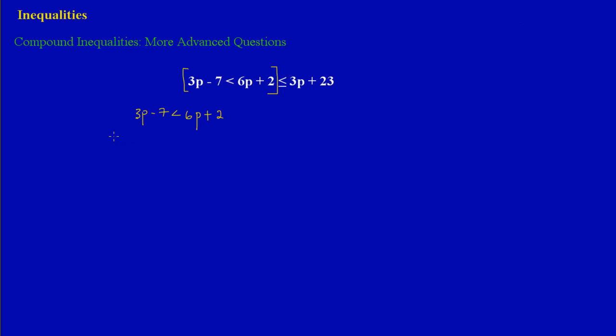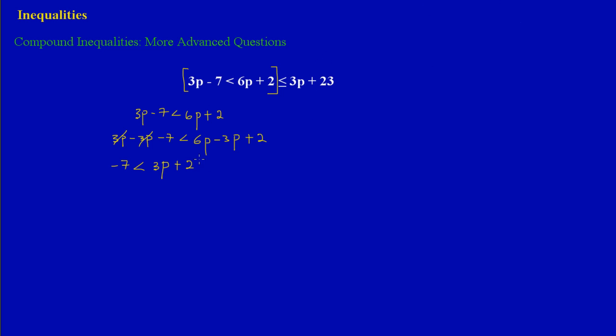Since 3p is positive, I must subtract 3p from both sides of my inequality: minus 7, and that must be less than 6p minus 3p, because we had subtracted 3p here, plus 2. Now I know that 3p will cancel out with 3p, so I have a negative 7. Negative 7 is less than 6p minus 3p, which will leave me with 3p plus 2.